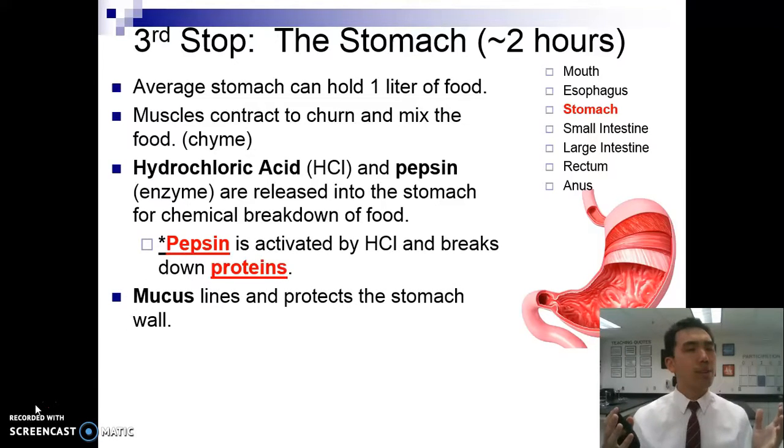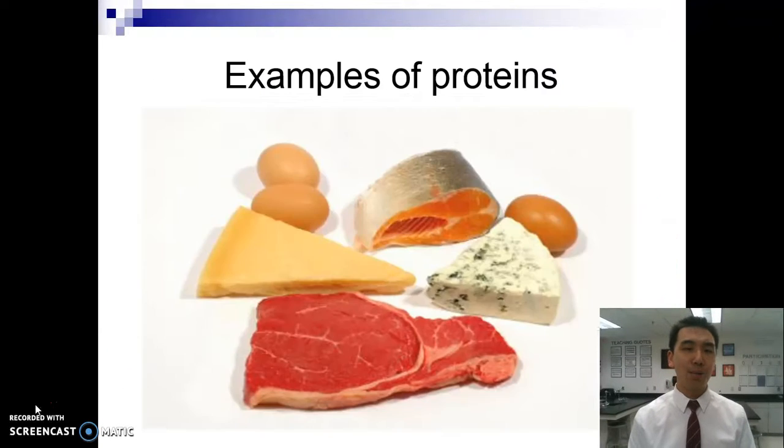So how does your stomach not get a hole burned through its wall because of the strong acid? Well, mucus naturally lines and protects the stomach wall. And then I'm going to go ahead and talk about heartburn, etc. Here are some examples of proteins in your daily diet.